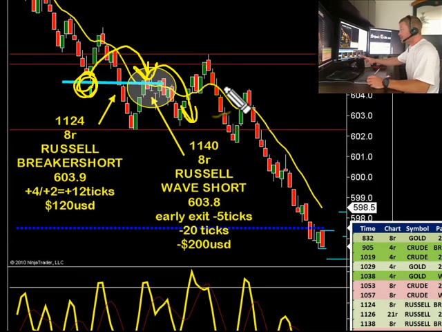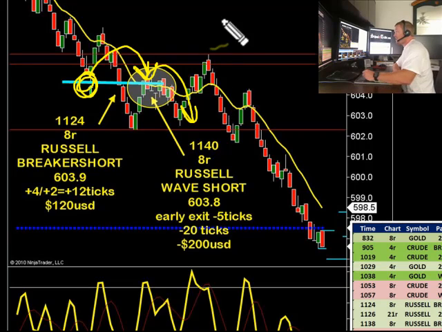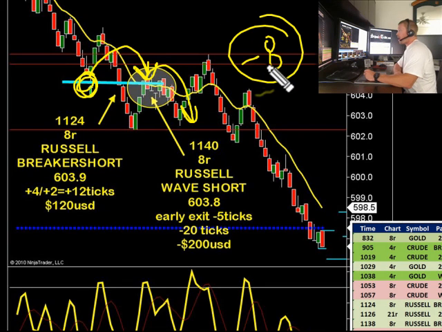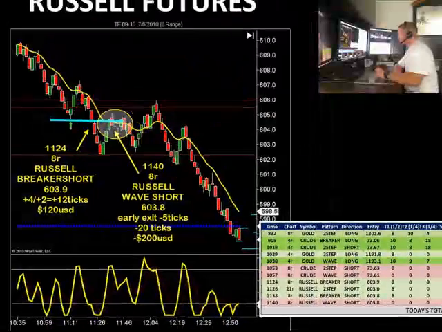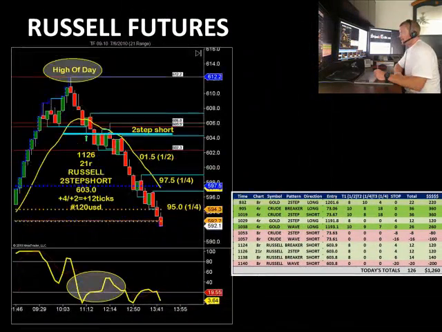Anyways, we lost 20 ticks on that second trade. Already made 12 ticks on the previous trade, so we ended up for a -8 on that Russell. All right, guys? -8 on that Russell. And then finally here, we finished up with a nice big winning trade on the Russell as well. Nice big winner here at 1126 to finish up on the Russell.